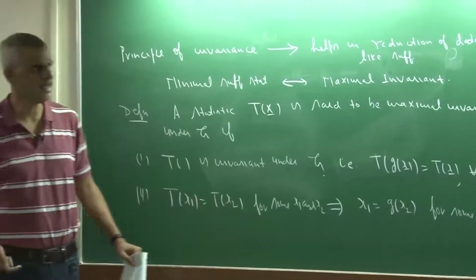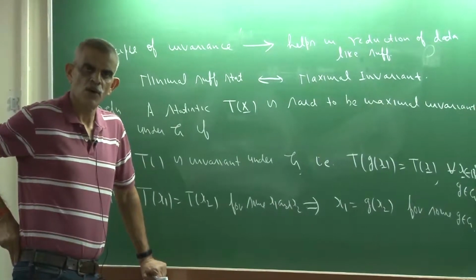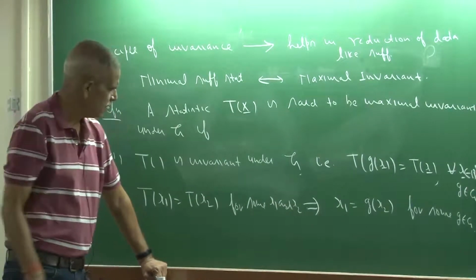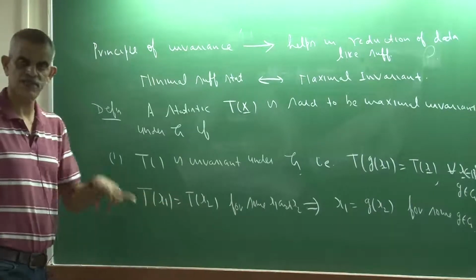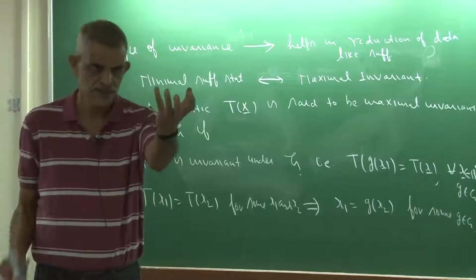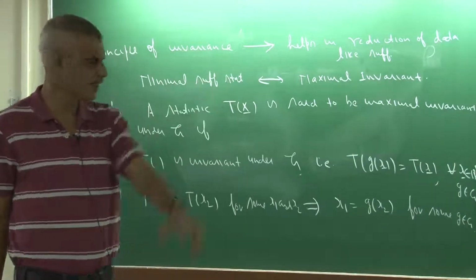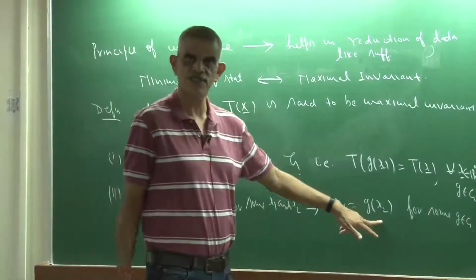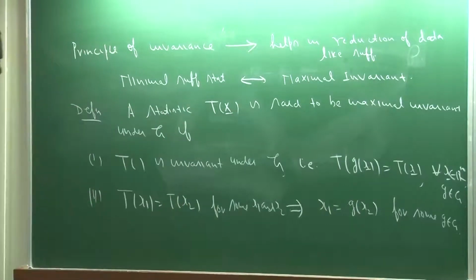Because your statistic T partitions the whole space into various parts, and these are the partition sets where T takes the same value. So I look at the partition sets. The elements in the same partition set should be related through x1 equal to g of x2. So in such a case, T gives you a maximal reduction in data.